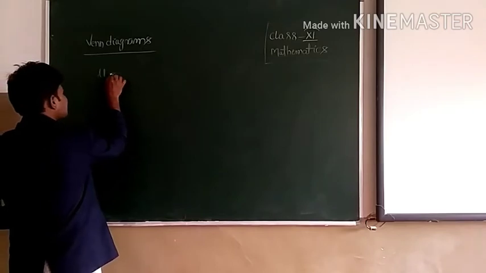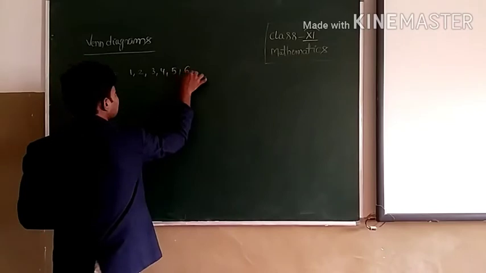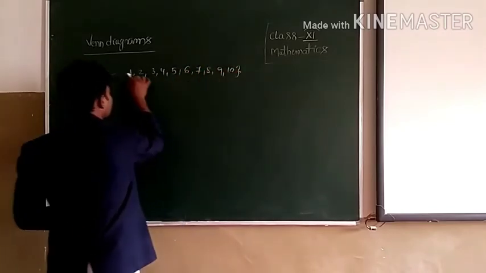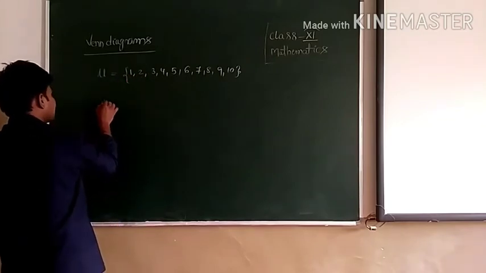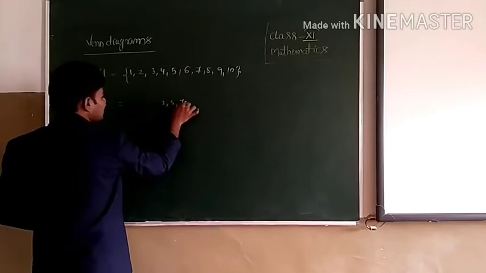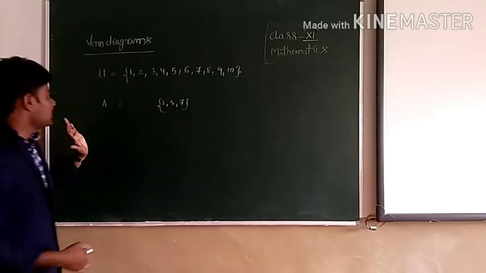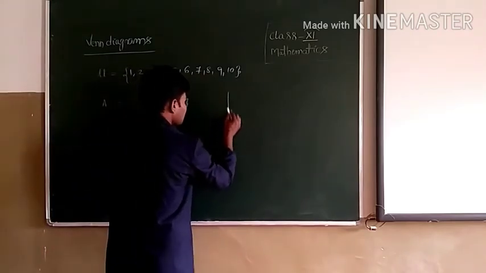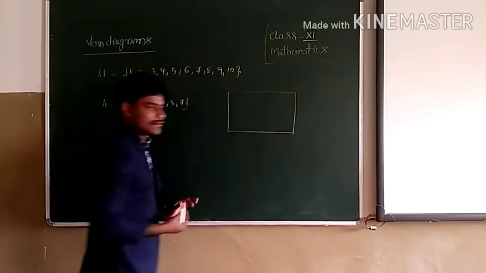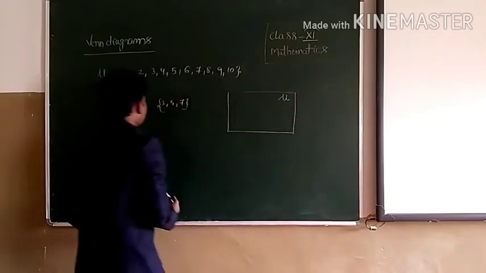mu universal set is defined as like this: 1, 2, 3, 4, 5, 6, 7, 8, 9, and 10. Okay. And suppose set A is defined as 3, 5, and 7. So how can we represent this in a Venn diagram? First, this rectangle represents the universal set, right? So this is the mu universal set.